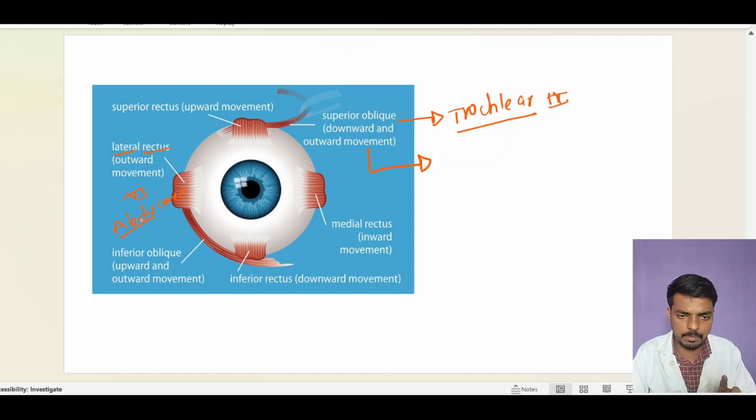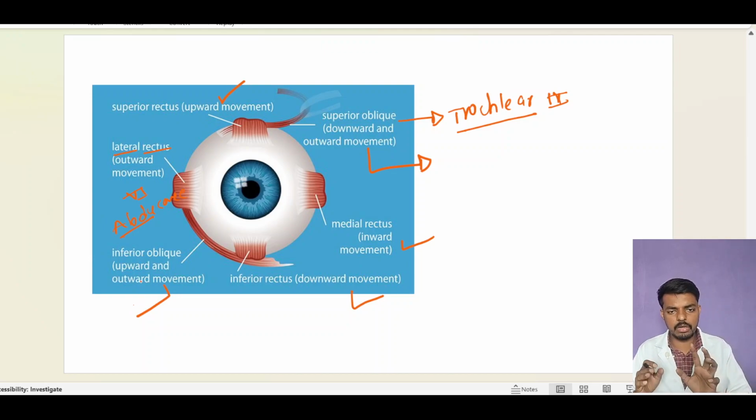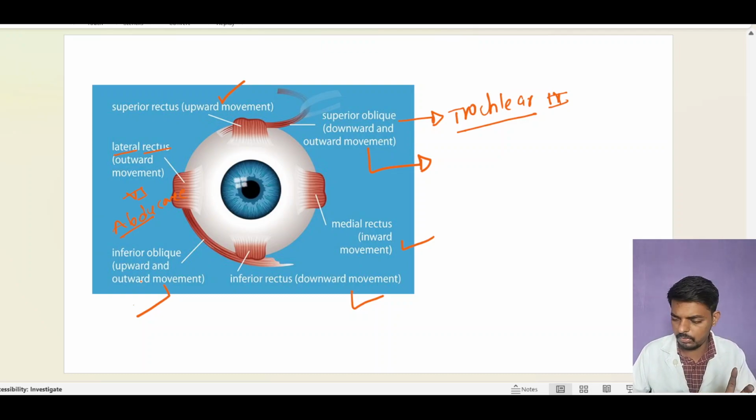All the rest of the movements, like upward movement, downward movement, inward movement, and upward outward movement, are supplied by cranial nerve number 3, that is our very important oculomotor nerve. Okay, only downward outward is the trochlear nerve, and only lateral, that is very important, is the abducens nerve. Keep in your mind, very important questions. Again, there is a chance to ask in your exam.